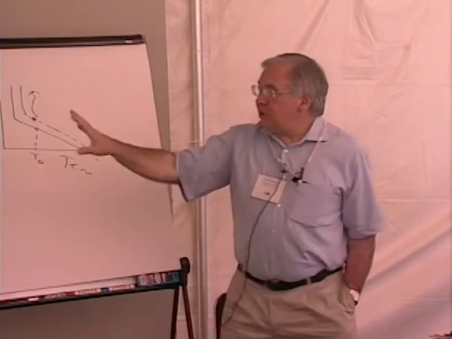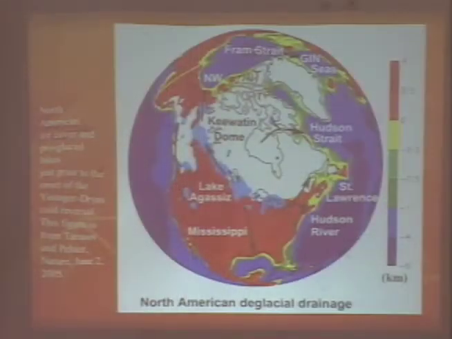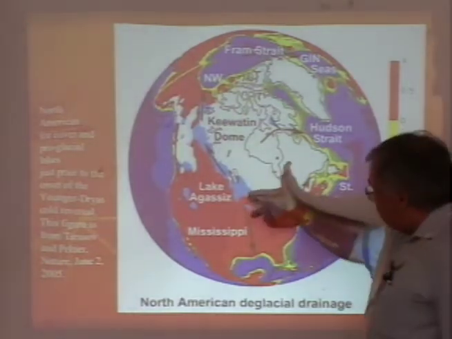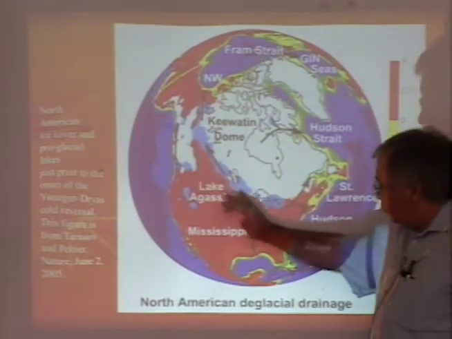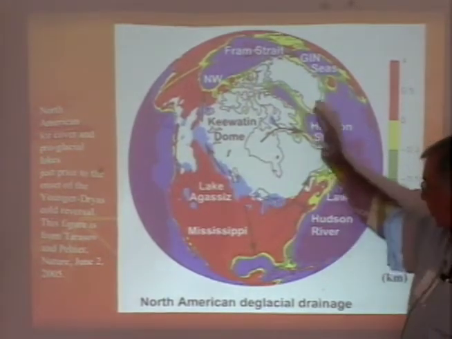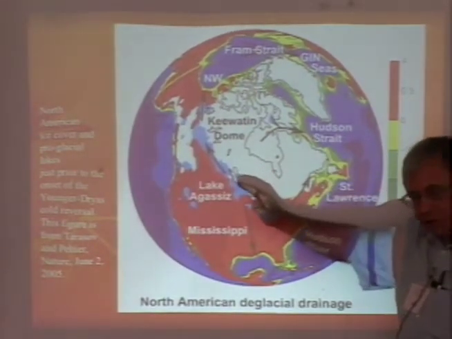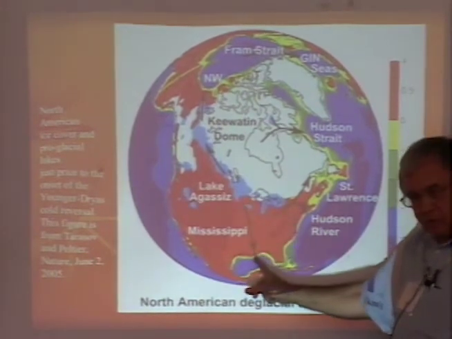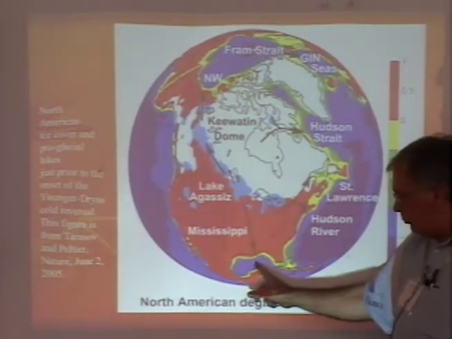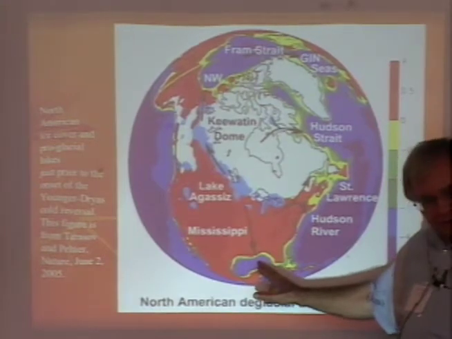Okay, so let me just start, before I get into the details of the analysis, with this cartoon. What I want to draw your attention to is what has become the conventional explanation for the onset of the Younger Dryas. The conventional explanation is that prior to its onset, all of the water from the proglacial lakes which had formed along the southwestern flank of the Laurentide ice sheet was draining to the south, into the Gulf of Mexico.